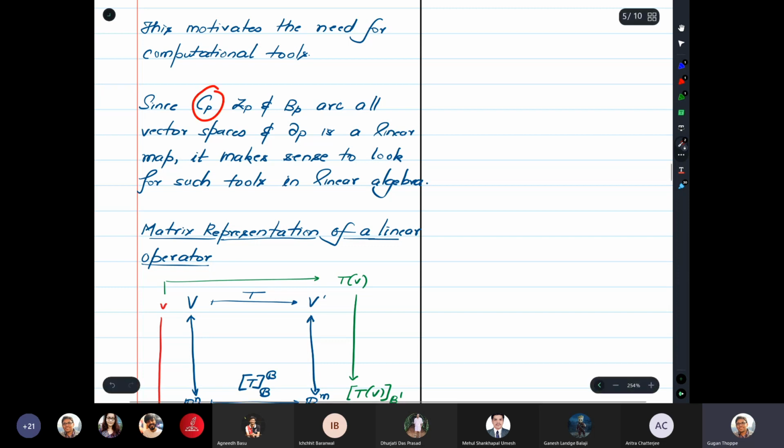So notice that in all our computations, C_p, Z_p, B_p, and all these things were vector spaces. That is the first observation that must have struck you. And the second thing is that this boundary map del_p is a vector space homomorphism, or it's a linear map, right? Hence, to find these computational tools, it makes sense to look at linear algebra, right? So linear algebra has taught us a lot of things. And as soon as you see vector spaces and linear maps, you should directly think of linear algebra and see if you can make use of any of the tools that we studied in linear algebra to help us come up with a computational way to find these Betti numbers, right?